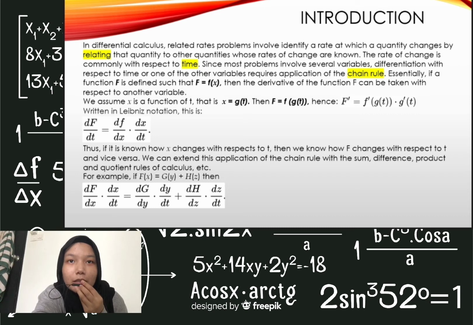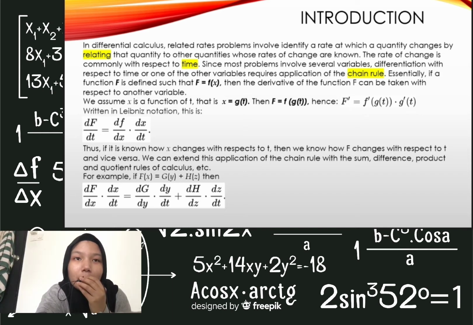The methods of related rates have broad applications in fields such as science and engineering, which often relate quantities to each other. Since most problems involve several variables, differentiation with respect to time or one of the other variables requires application of the chain rule. Essentially, if a function capital F is defined such that capital F equals f of x, then the derivative of the function capital F can be taken with respect to another variable.